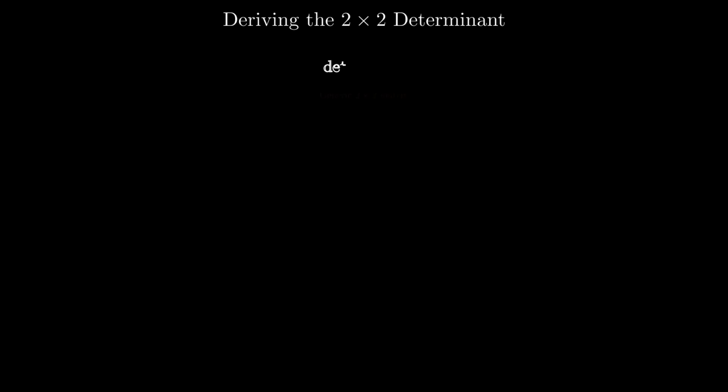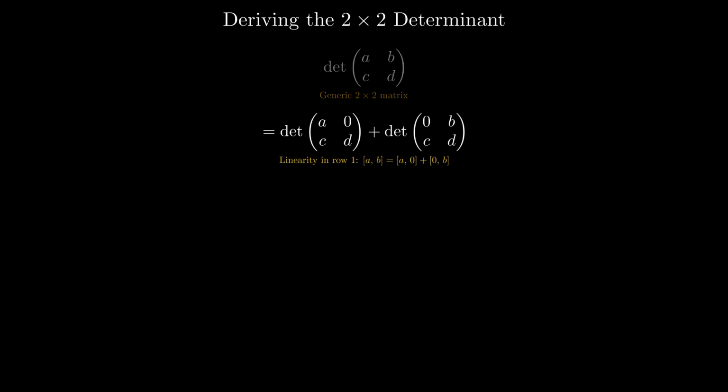Take a generic 2 by 2 matrix with entries A, B in row 1 and C, D in row 2. Using linearity in row 1, we can split the row vector (A, B) equals (A, 0) plus (0, B), so the determinant splits into 2 pieces, one matrix with row 1 as (A, 0) and one with row 1 as (0, B). Both keep row 2 as (C, D).